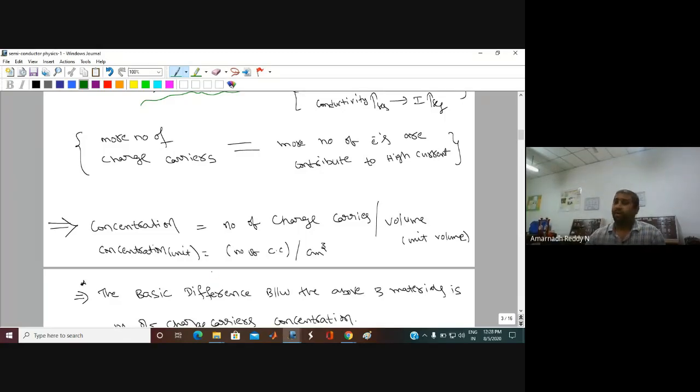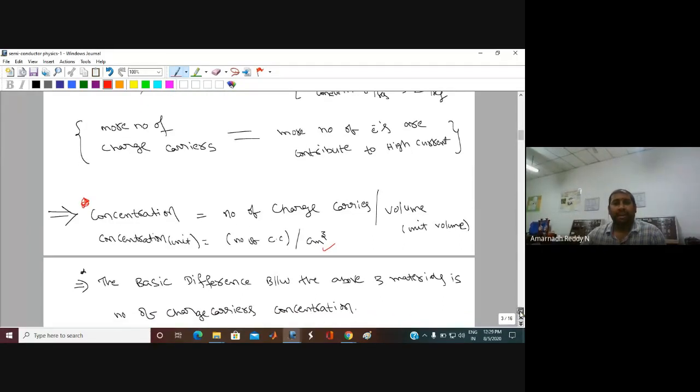n is the concentration of charge carriers. Concentration is nothing but the number of charge carriers per unit volume. Based on this concentration only, our materials are classified into conductors, semiconductors, and insulators. What is the unit of concentration? Number of charge carriers per centimeter cube. So based on this, we study the material classification.